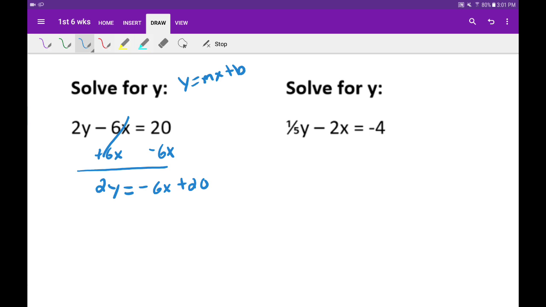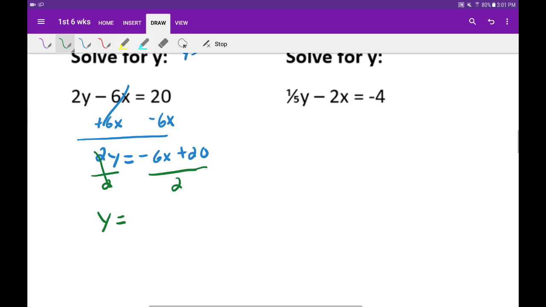Okay, so now I still have this 2 being multiplied to my y. I need to divide it out. Okay, and when we do that, what we've got to remember is we've got to reduce the fraction, the terms on either side. All right. So I can basically rewrite this problem as negative 6x over 2 plus 20 over 2.